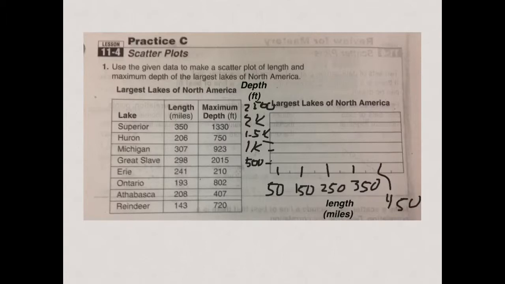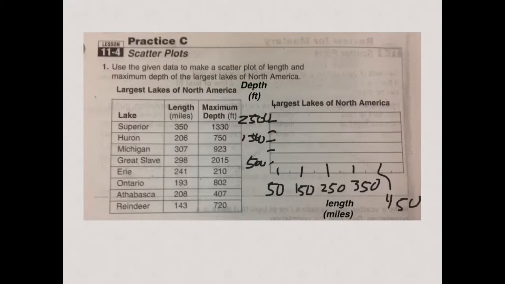So 500, 1,000, 1,500. Oh, you know what? That does not look right. Let's redo this. Okay. Sorry, 500. This would be 1,000, so this is 1,500. Let's skip some. 2,000, 2,500, and we'll leave it like that.